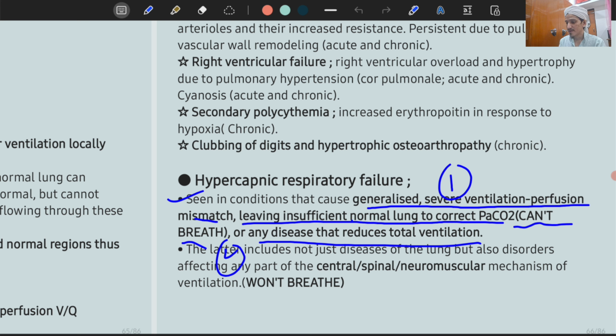Other causes can be remembered as won't breathe. Won't breathe means the lung is normal, but due to some central cause, the medullary and pontine respiratory centers are not sending signals to the lung, due to some sedation or drugs or some stroke affecting the respiratory centers. Spinal causes, for example if the thoracic spine is affected, or the phrenic nerve which supplies the diaphragm is affected, will cause respiratory problems. Neuromuscular mechanisms of respiration, for example myasthenia gravis and Guillain-Barré syndrome, all these will affect the whole lung without any pathology in the lung. So these are the two main causes of hypercapnic respiratory failure.